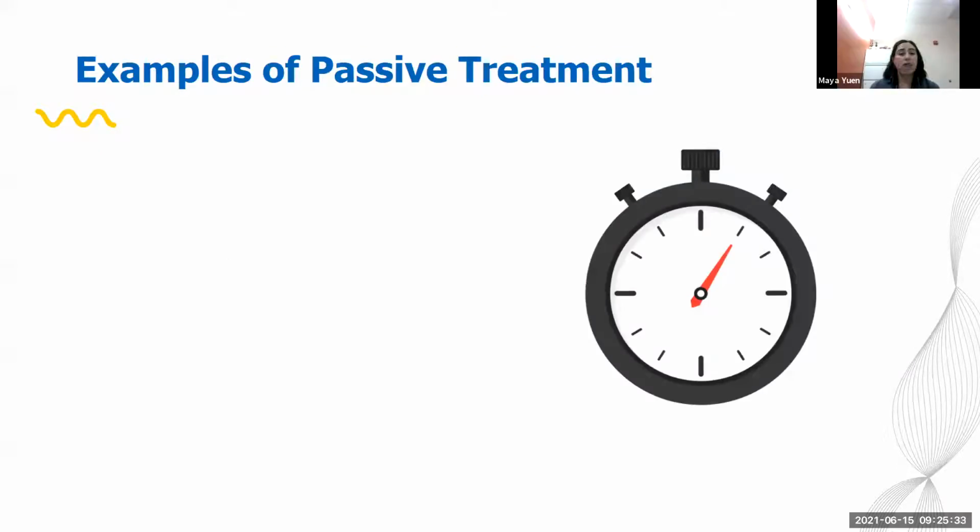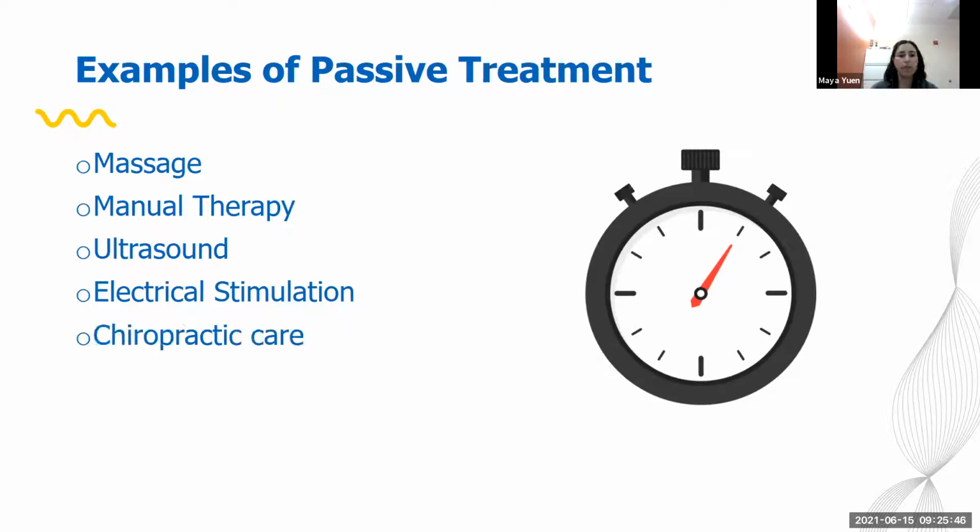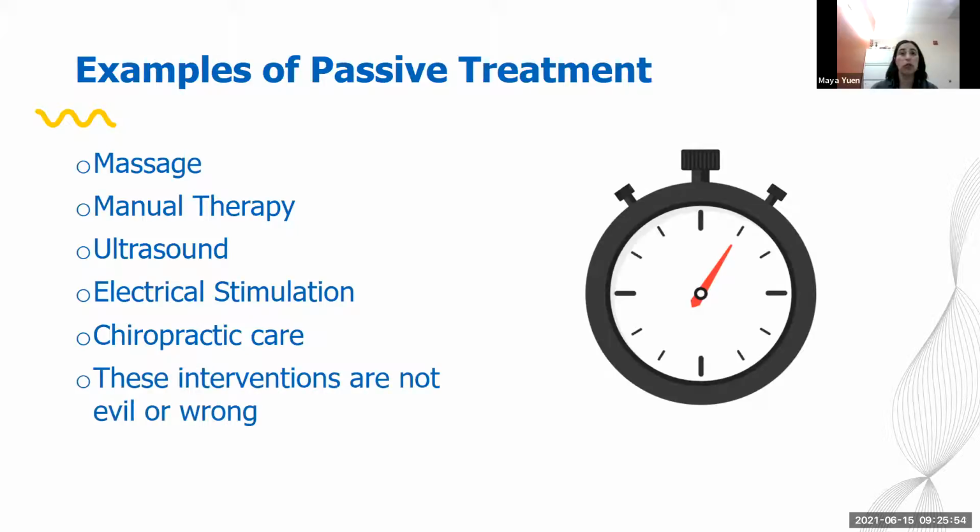And I thought it would be helpful to give examples of what passive treatment looks like. So massage therapy, manual therapy, ultrasound, electrical stimulation like TENS units, chiropractic care can sometimes be passive. But what's important is to note that I'm not by any means saying that these interventions are not good or that they're evil or that they're wrong, but there is a time and a place for them. So it really is all about the timing.